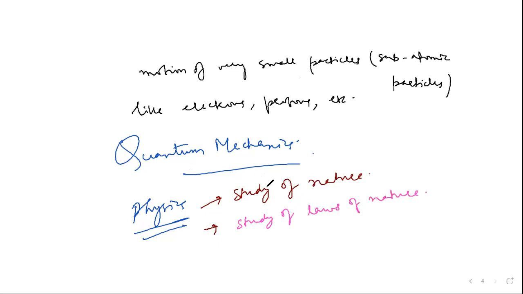Now, in our universe, different phenomena occur, different events occur, but all those events or phenomena occur in accordance with certain laws, which we call laws of nature. So when we study these laws of nature, we say we're studying physics. And you also know that these laws of nature we express in the form of an equation.